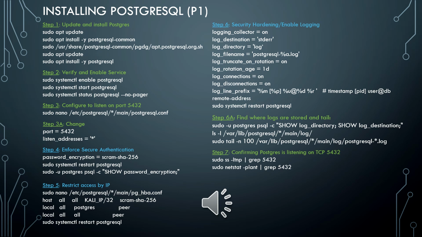Following step 4, the next security hardening step is step 5. I have restricted access by IP. I configured pg_hba.conf to allow only my Kali machine's IP. This limits access to only a specific IP to prevent unauthorized access from different IPs.